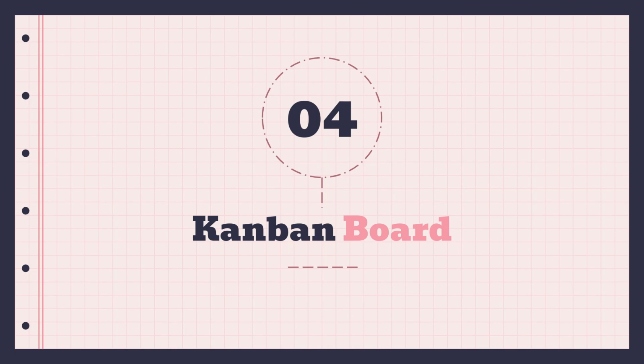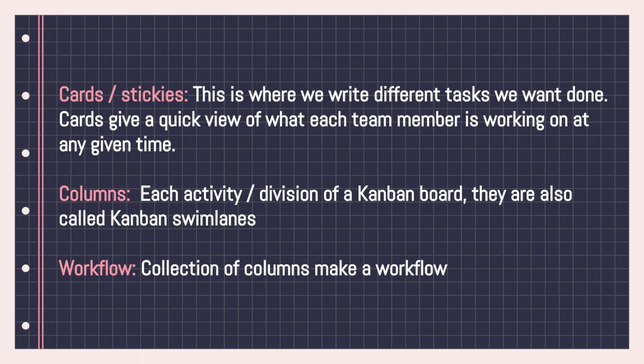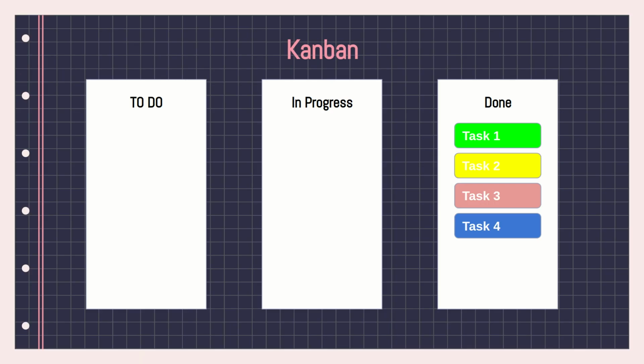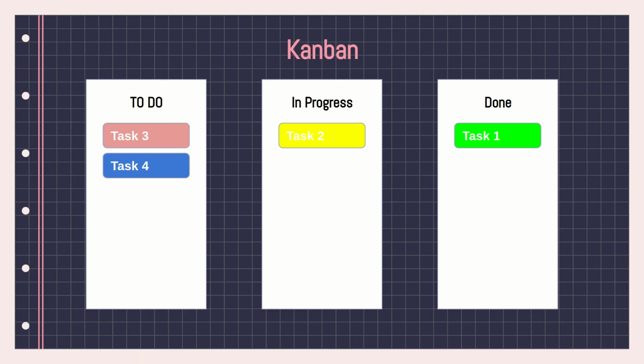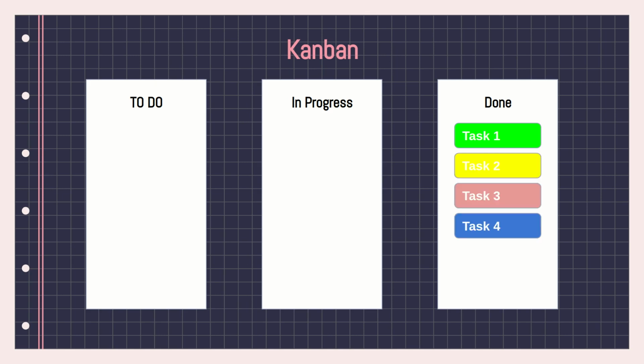So let's take a look at those things. We have cards, and cards are just, for example, if I scroll back here, you can see we have task 1, task 2, task 3. Each of those is in its own card, right? So that is called a card. Okay, so that's basically a card or stickies.